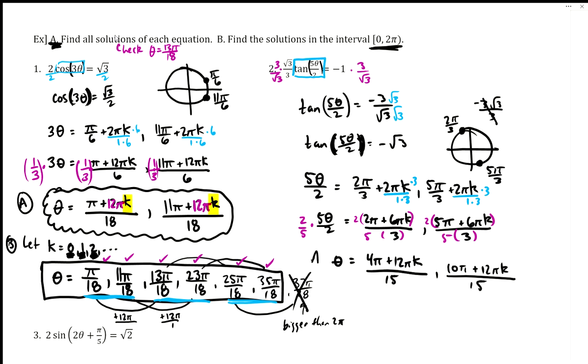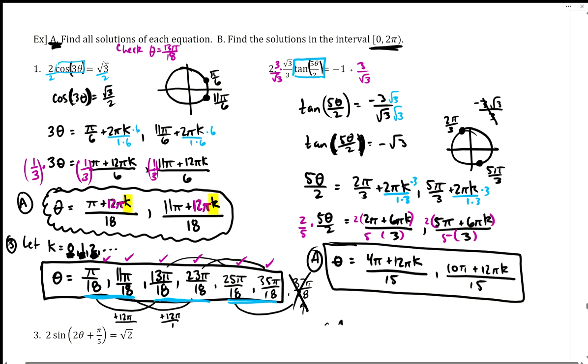Okay, so this is part A. This is all solutions. So the tangent one took a couple more steps. That's okay. All right, now we need to find the solutions in the interval that they want. Let me erase just a little bit, so that I have enough space.